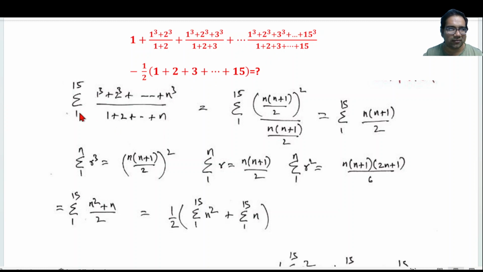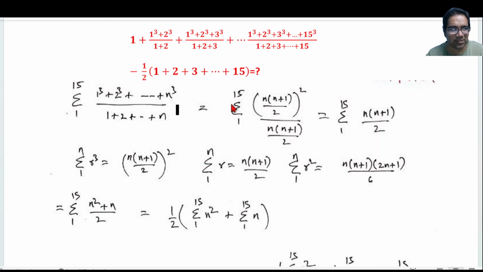When n is 1, it becomes 1. When it is 2, it becomes 1 cube plus 2 cube by 1 plus 2. When n equals 3, it becomes 1 cube, 2 cube, 3 cube by 1 plus 2 plus 3, likewise. Basically, this first part is summation of 1 cube, 2 cube up to n cube by 1 plus 2 plus up to n. But we know that 1 cube, 2 cube, 3 cube up to n cube is n into n plus 1 whole square by 2.